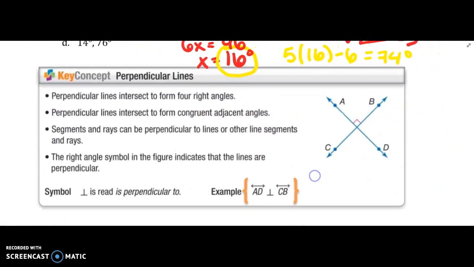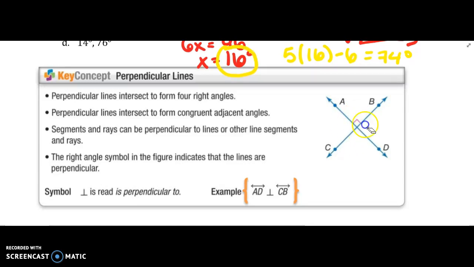Perpendicular lines, probably not a new word to you. Perpendicular lines are two lines that intersect to form a right angle. But if this is a line, and that's 180, and this is 90, then this is also 90. And if that's 90, then this is 90. If that's 90, this is 90.